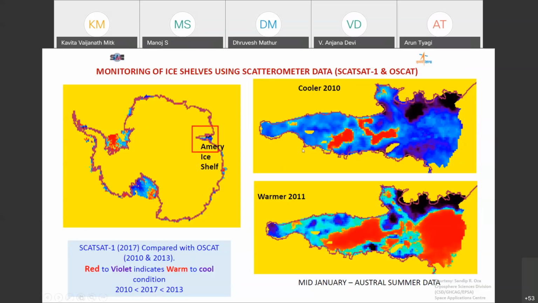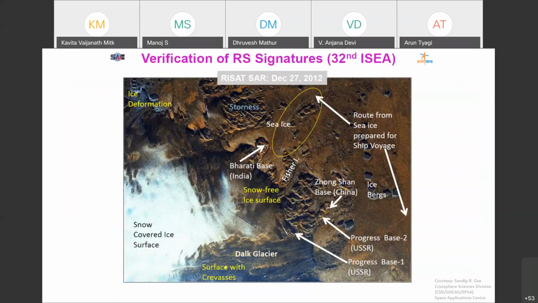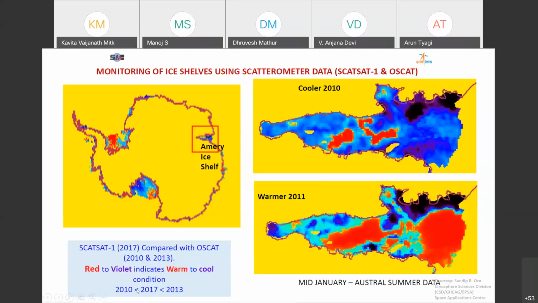Here are two examples where we have monitored the ice shelves using SCATSAT and OSCAT. The study was done in 2010 and 2013, and you can see how the red to violet indicates warm conditions, and how because of this the ice calving events must have happened. The major calving event happened in 2017, the Larsen ice shelf calving.